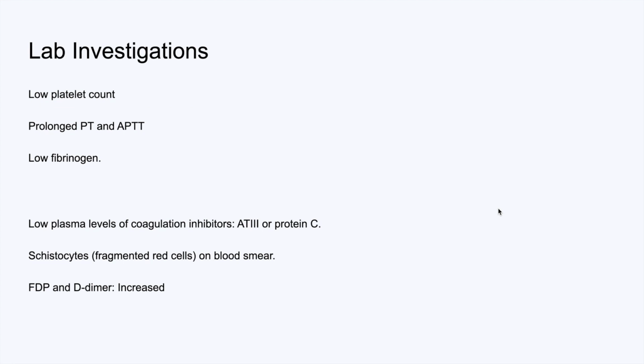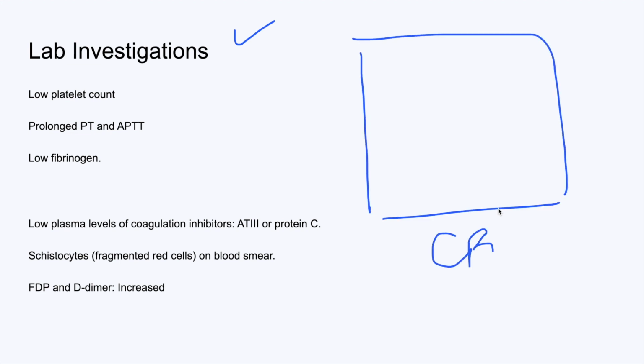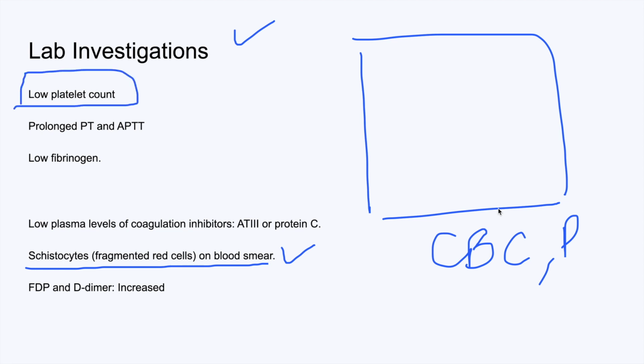Now in case of lab investigations, firstly you can make out if you see the PBS, that is the CBC along with the peripheral blood smear. You can see there is formation of schistocytes, that are fragmented RBCs on the blood smear. This is one indicator. Then you can see there is a low platelet count. Why? Because of consumption of platelets.